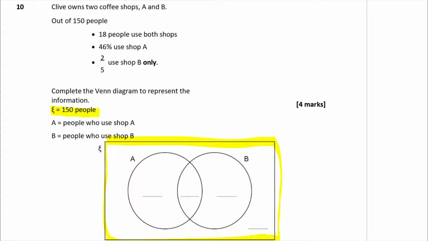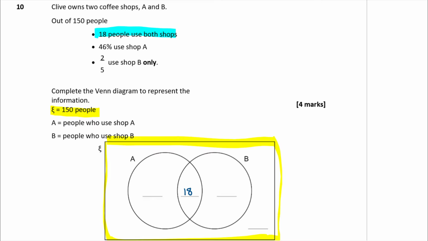And then, so what do we know from the information they give us? They tell us that 18 people use both shops. I like to start in the middle of a Venn diagram, and hopefully they tell us what that is. So there's 18 in the middle there. Now, 46% use shop A, so we need to know what 46% of 150 is, don't we? So what is 46% of 150?